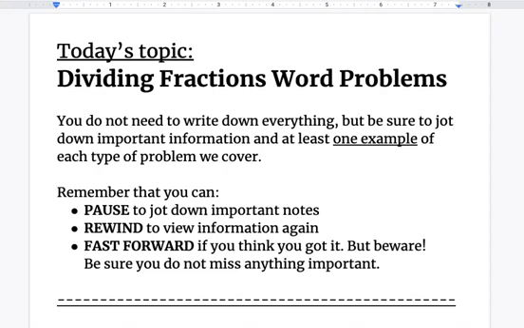Everybody, today's topic is dividing fractions word problems. As a reminder, you do not need to write down everything, but be sure to jot down important information and at least one example of each type of problem that we cover.